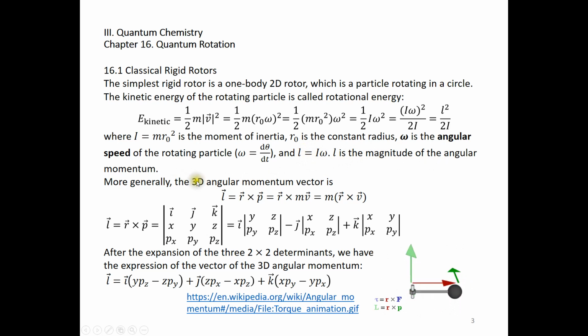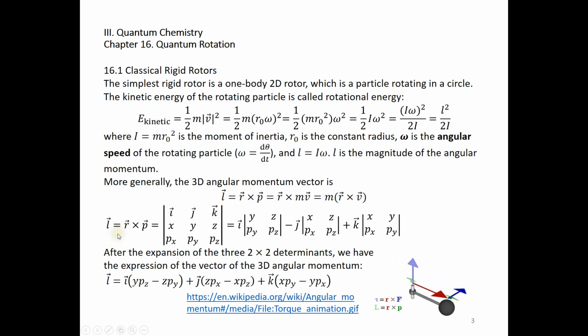More generally, the three-dimensional angular momentum can be written this way. The L vector is the r vector cross product the p vector. The p vector is m times the v vector. So the L vector can also be written as the mass multiplied by the cross product of the r vector and the v vector.